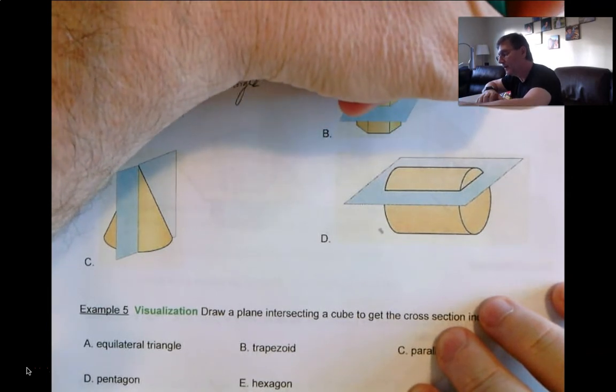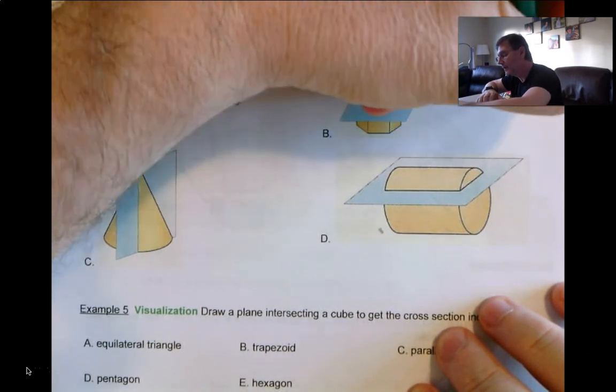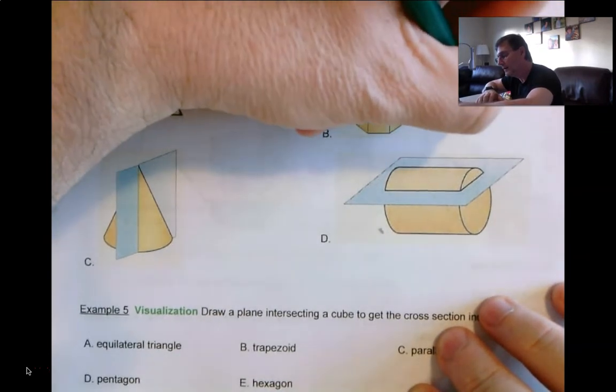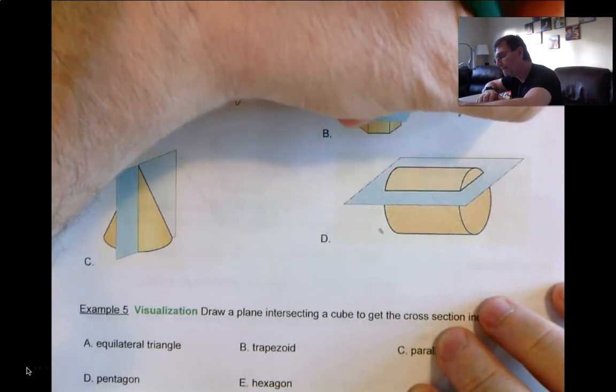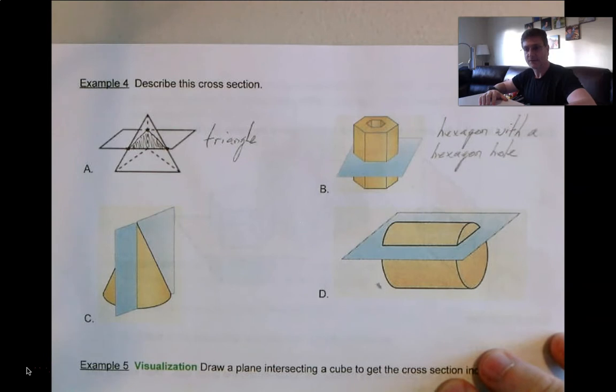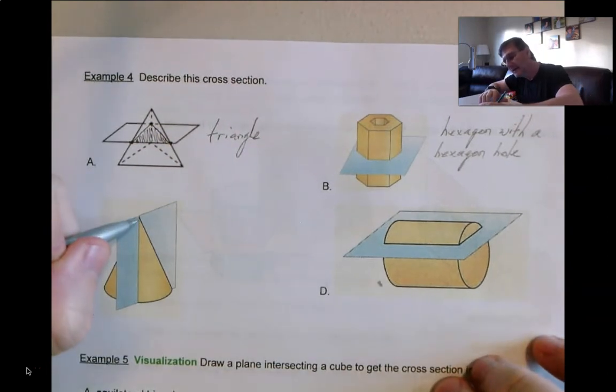Hexagon with a hexagon hole in the center. Oops. So it's a hexagon with a hexagon hole in the center. Part C, a little hard to visualize.